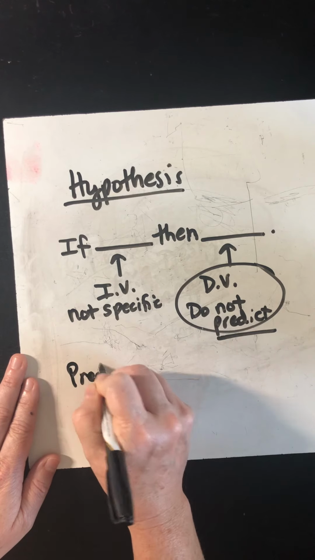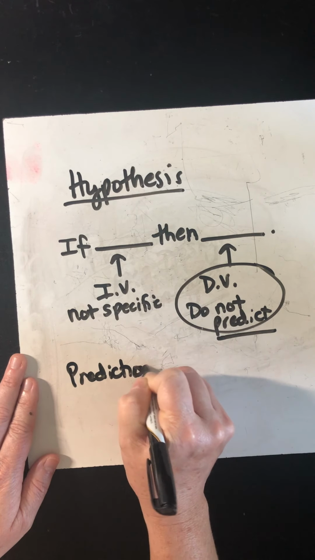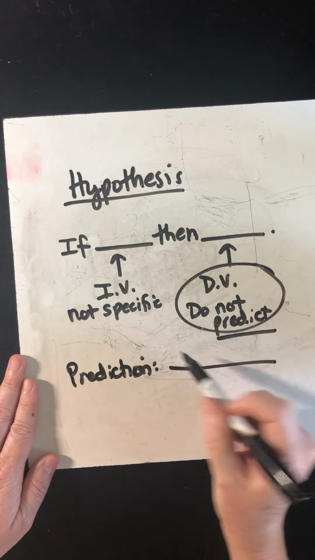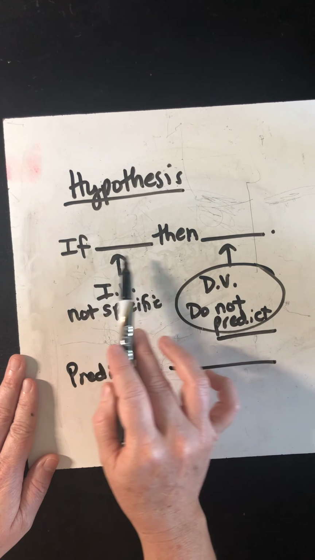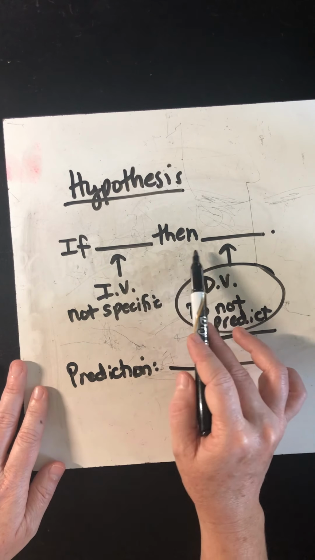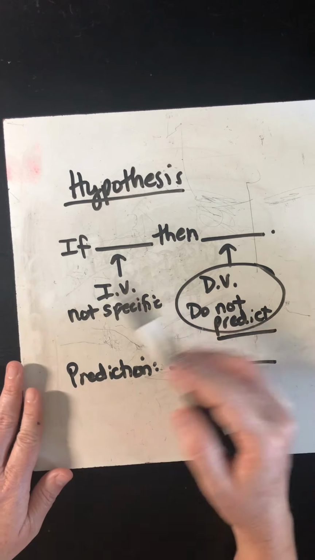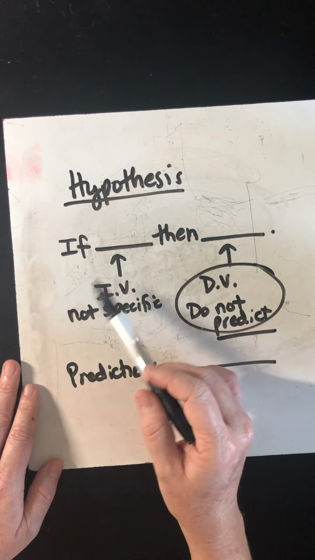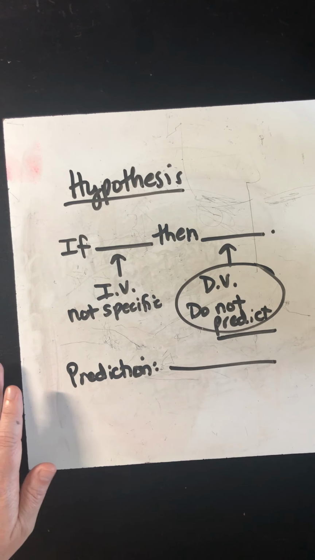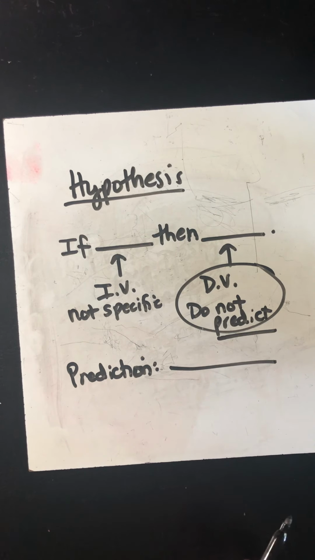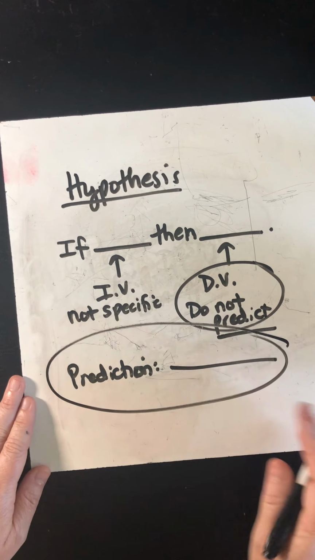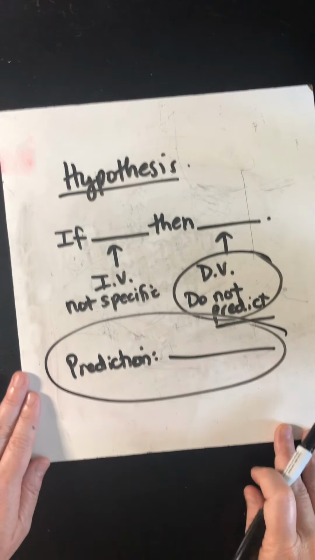Your prediction is where you can say, if I change, as the pH gets more acidic, then more insects will die, or the pH is going to change their lifespan, and I think that the pH of 10 will be their favorite, or whatever. Prediction is where you can get into your opinion, but a hypothesis is very generic.